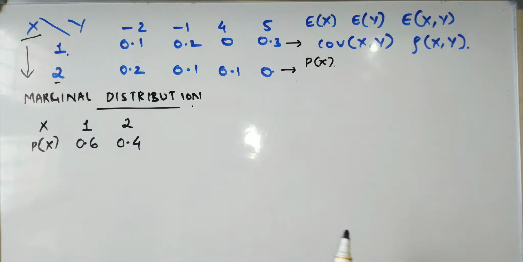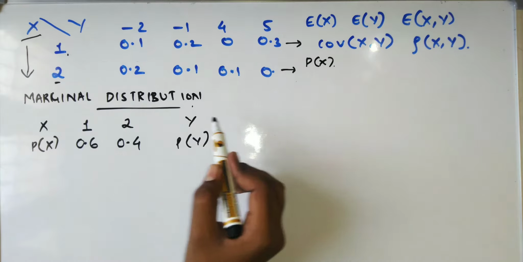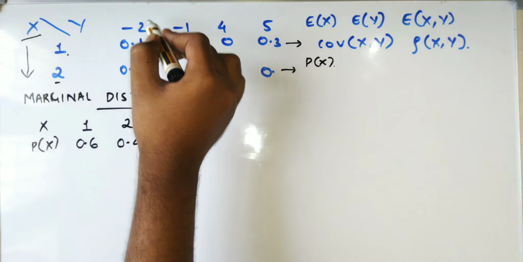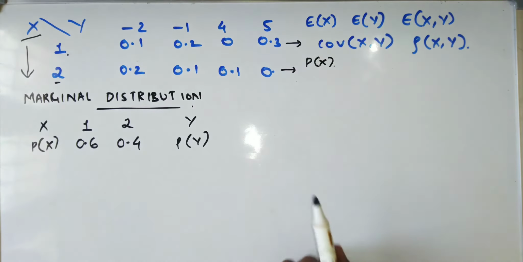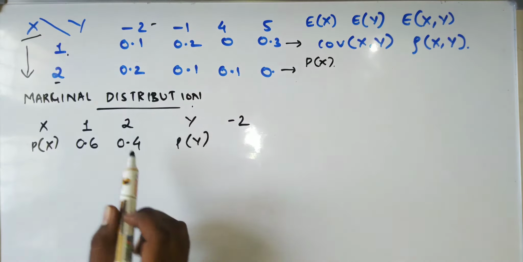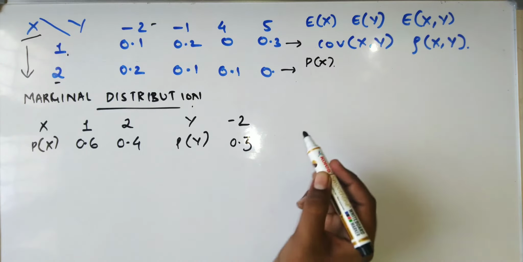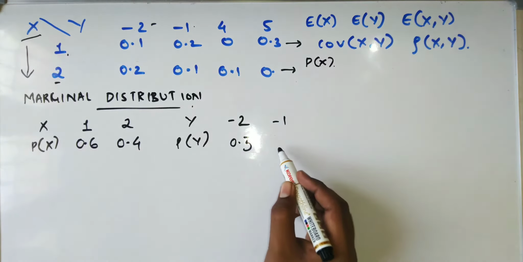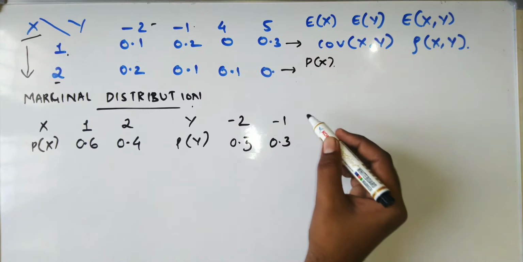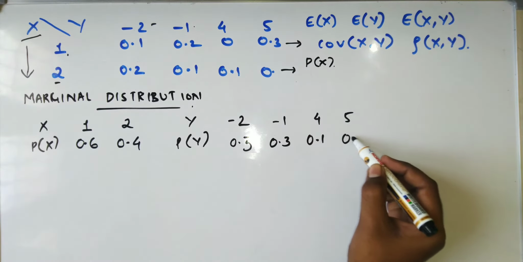Okay, so let us proceed for the y value. So y and p of y. Y is in the row, correct? Y values are here, so I have to add the respective column values to get p of y. Suppose I take the first one as minus 2. I add this column: 0.1 plus 0.2 is 0.3. Next, for minus 1, 0.2 plus 0.1 is 0.3. 0 plus 0.1 is 0.1. 0.3 plus 0 is 0.3 itself.